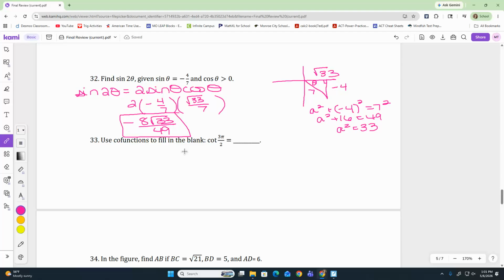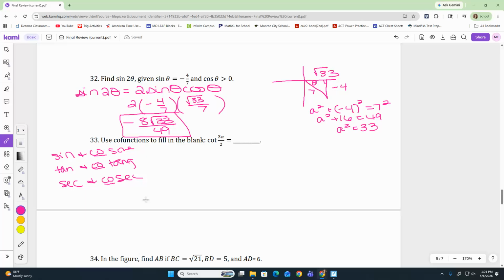Remember our cofunctions. Sine goes with cosine. Tangent goes with cotangent. Secant goes with cosecant. Remember, that's different than reciprocals. Those are the cofunctions, yeah.